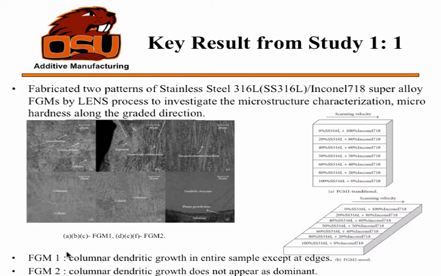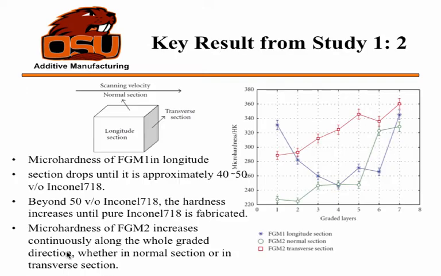And when we use this composition FGM2, the columnar dendritic growth does not appear as dominant as you observe in the first three microstructures. You can observe a lot of variation: columnar, cellular, and equiaxial dendritic growth. So how do those microstructures, the columnar, cellular, dendritic growth I'm talking about, affect the mechanical properties?